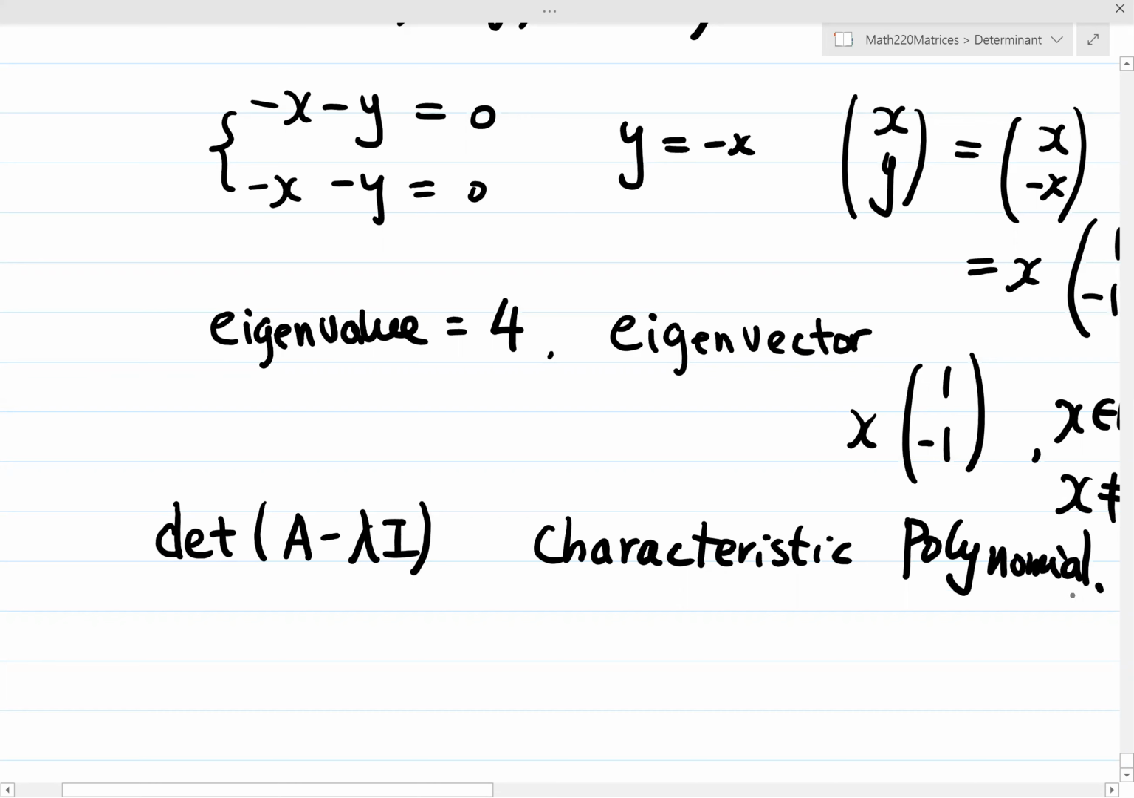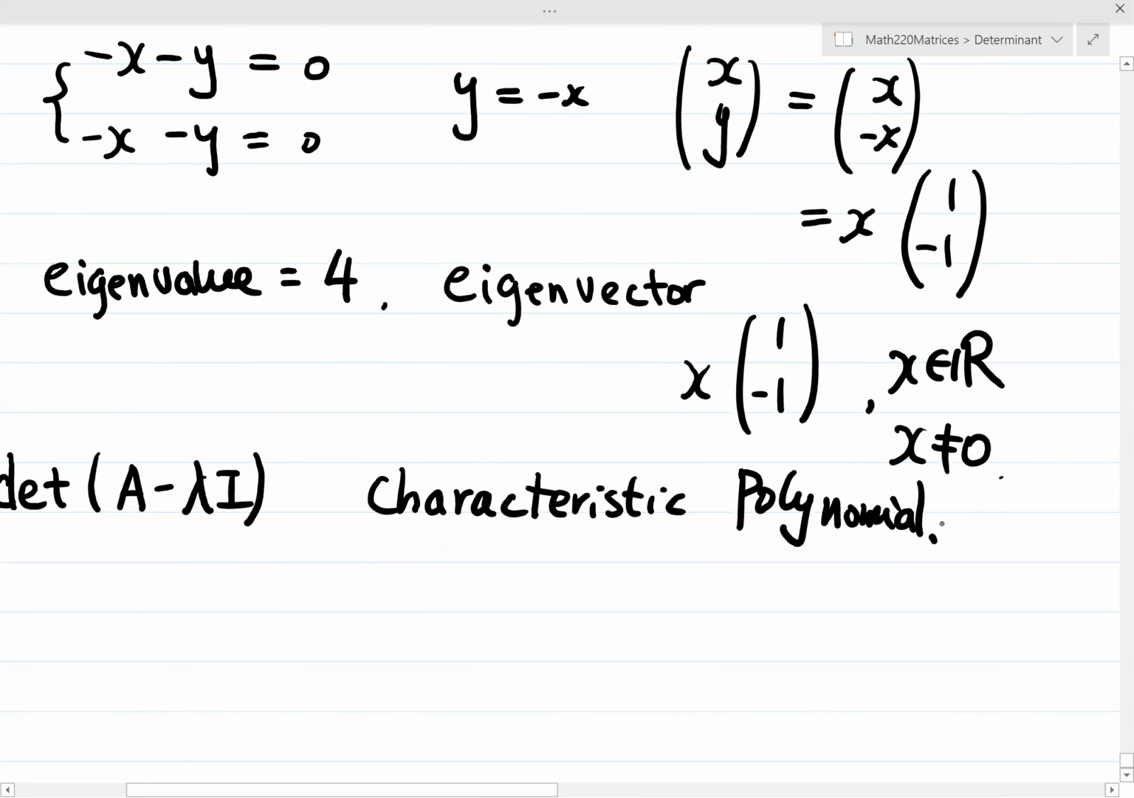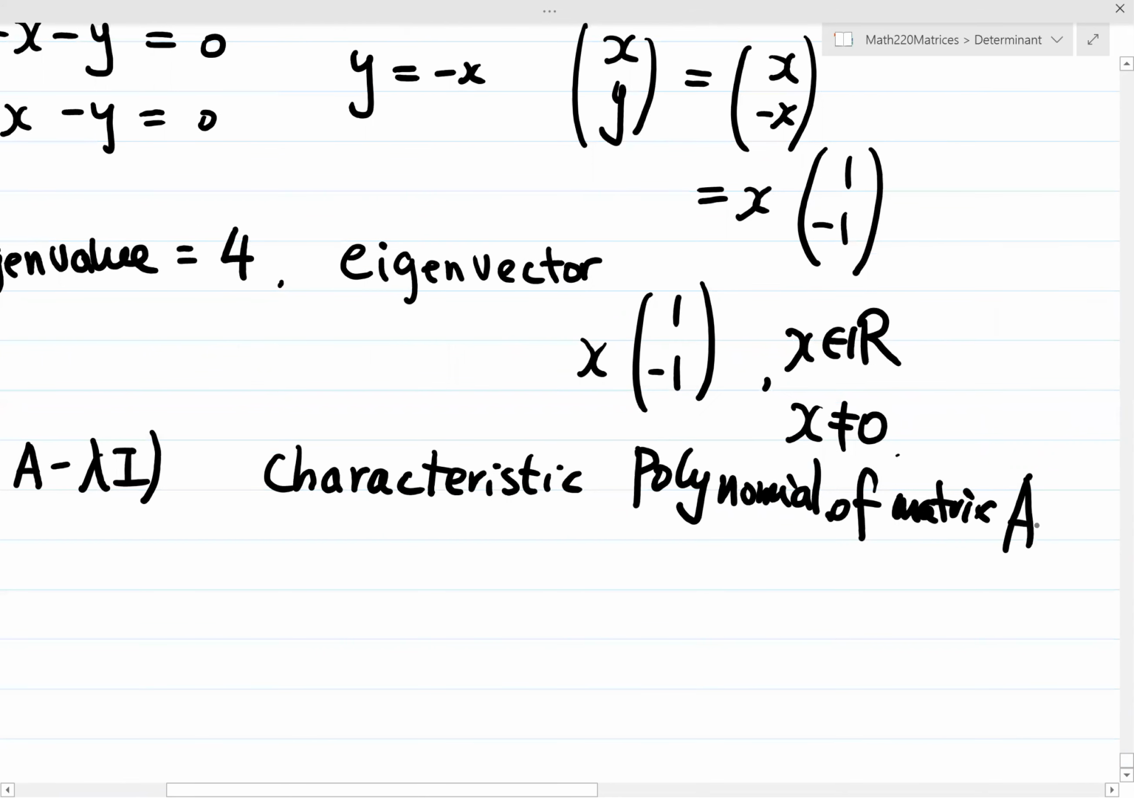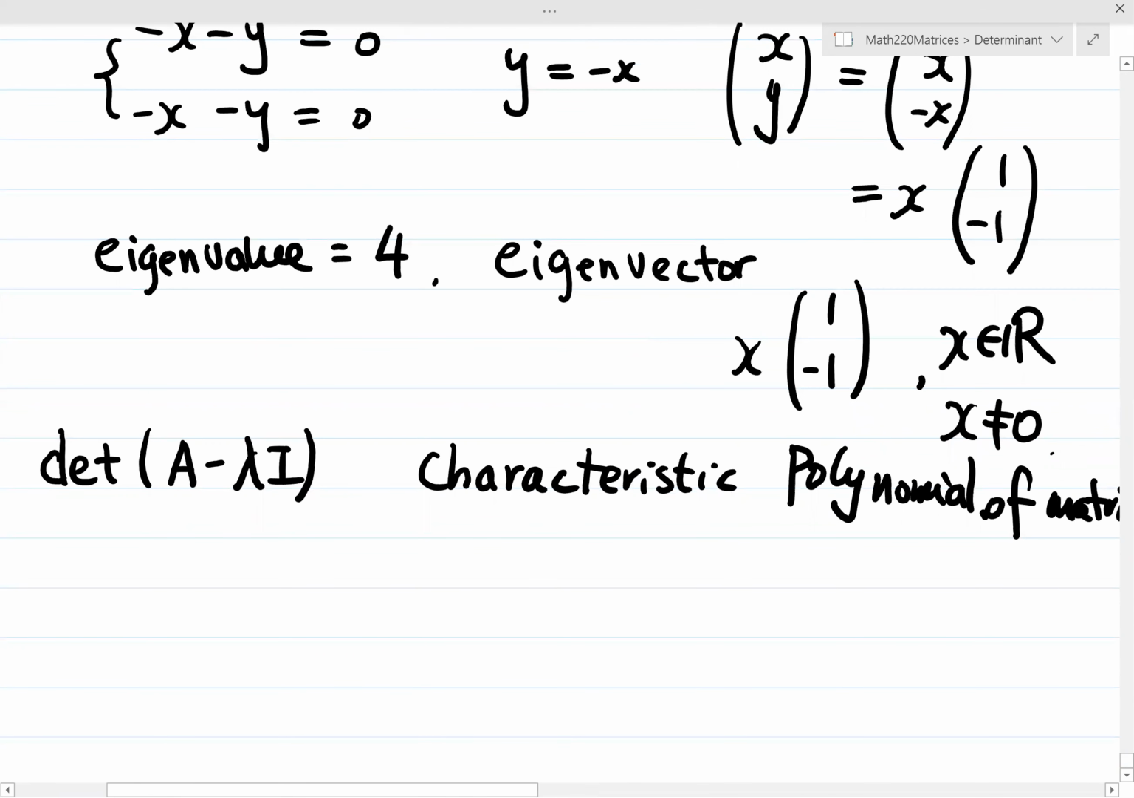Find the roots of the characteristic polynomial of the matrix A. So we find all roots of the characteristic polynomial of this matrix A. The characteristic polynomial is a polynomial in the variable lambda. So let's see this example.